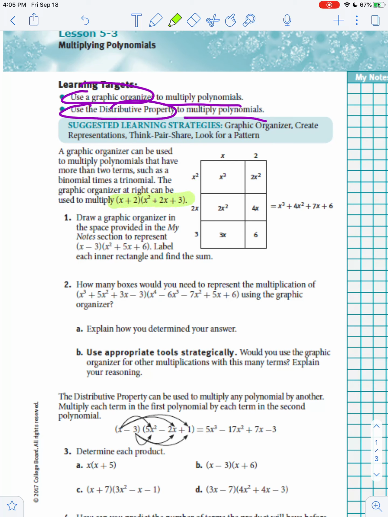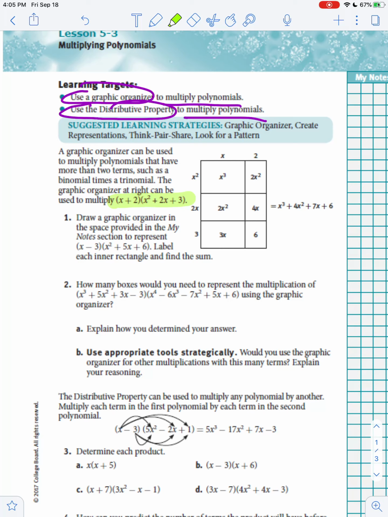For the polynomial x plus 2 times x squared plus 2x plus 3, it's actually 2 terms times 3 terms. And so for that, the box method would have to be 2 by 3. So we put the x plus 2 on the top and the x squared plus 2x plus 3 on the side. And then you just do your multiplication. There's where x to the third came from. X squared times 2 became 2x squared, and so on.